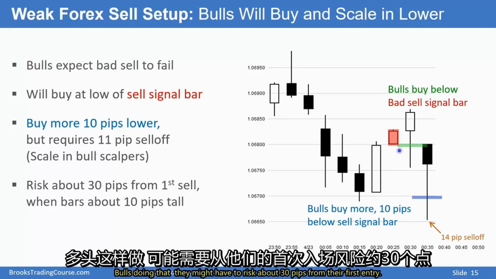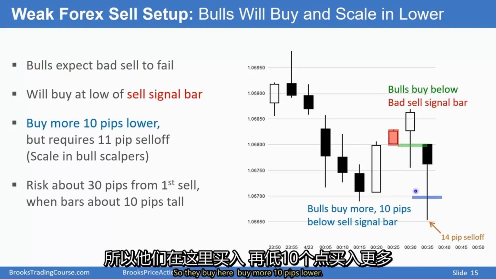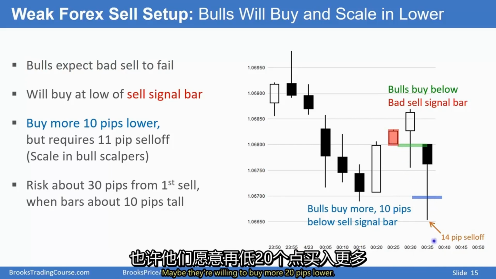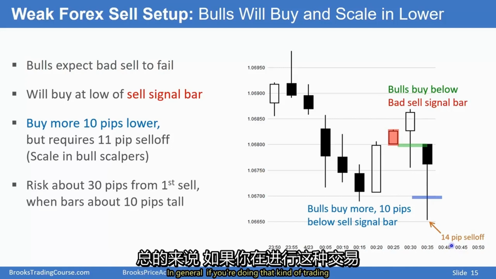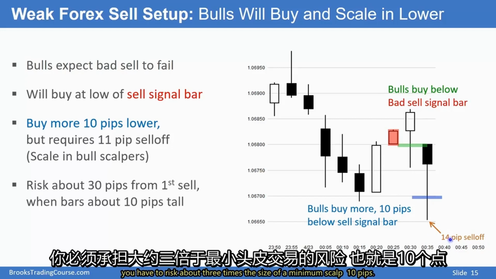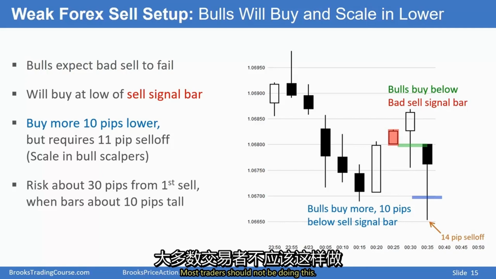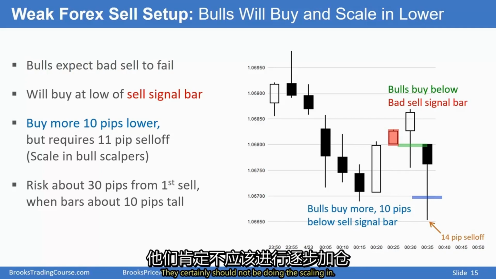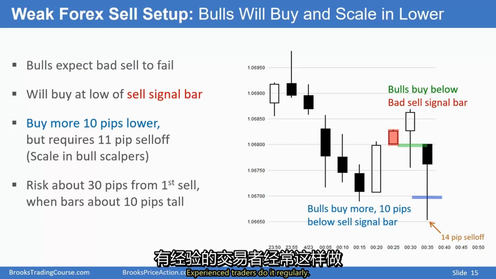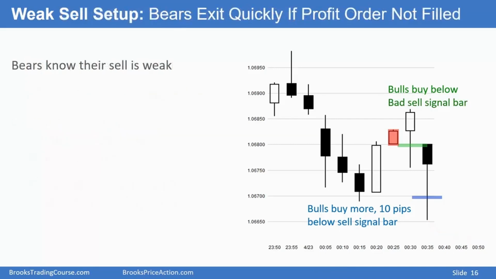Bulls doing that might have to risk about 30 pips from their first entry. So they buy here, buy more 10 pips lower. Maybe they're willing to buy more 20 pips lower. In general, if you're doing that kind of trading, you have to risk about 3 times the size of a minimum scalp. 10 pips, so you have to risk about 30 pips. Most traders should not be doing this. They certainly should not be doing the scaling in. Experienced traders do it regularly.